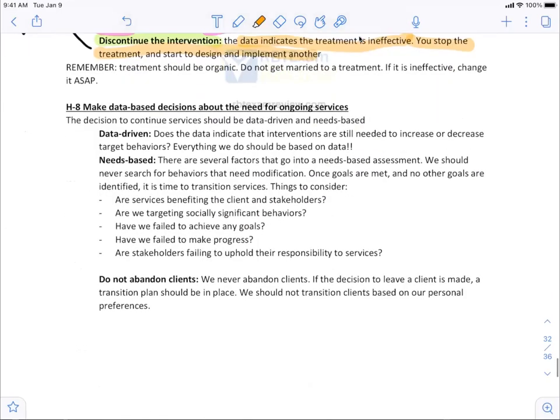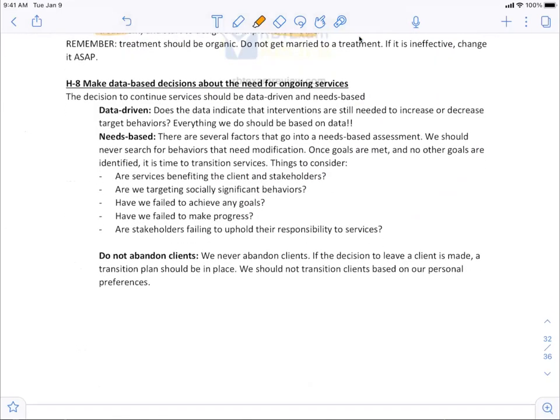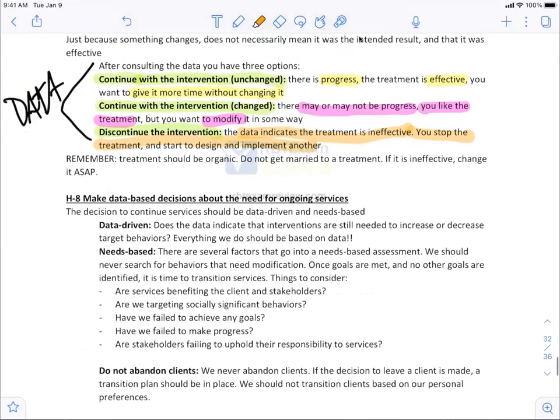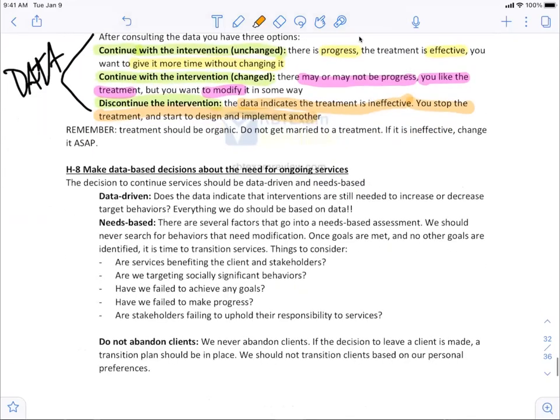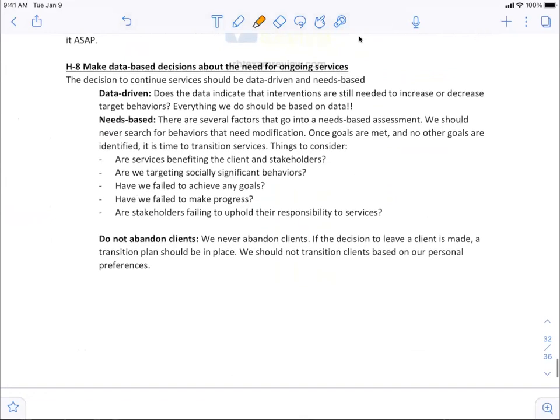H8, make data-based decisions about the need for ongoing services. So if we're going to look at ongoing interventions as kind of our micro look at things, our day-to-day, ongoing services is macro. Do we need services anymore? What are we trying to do? We're trying to work ourselves out of a job. We don't want our clients to have our services. We want them to be able to be successful without us.